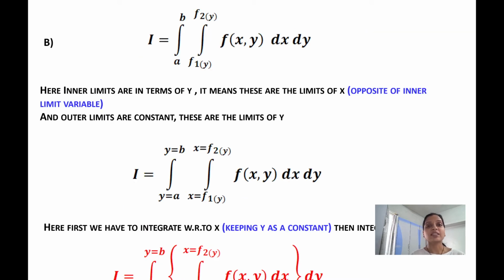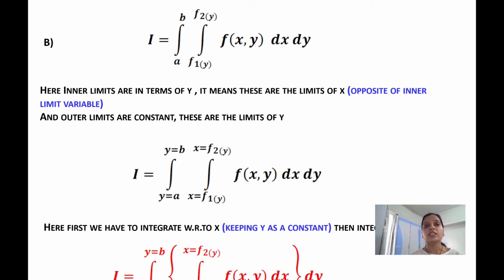Now the next type that we covered, where the limits of integration were given to us, they were constants and f1(y), f2(y), of f(x,y) dx dy. Now we have to decide whether to integrate with respect to x first or y first. We look into the innermost limits. Here the innermost limits are in terms of y.